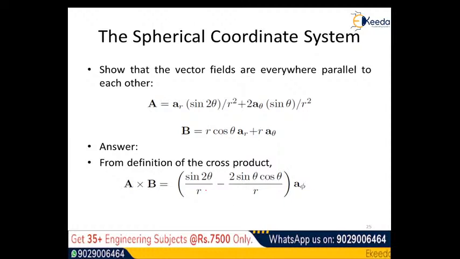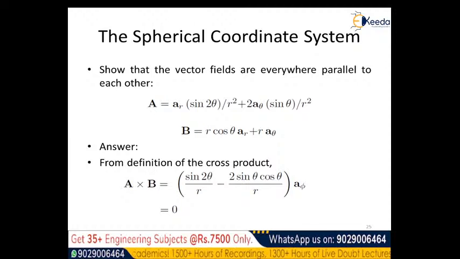So the magnitude here we are obtaining is sine twice theta divided by r minus twice sine theta cos theta divided by r, and to this magnitude, shown in the parenthesis, a_phi is multiplied as the resultant direction. If you get this solved, you will see the value is equal to 0.